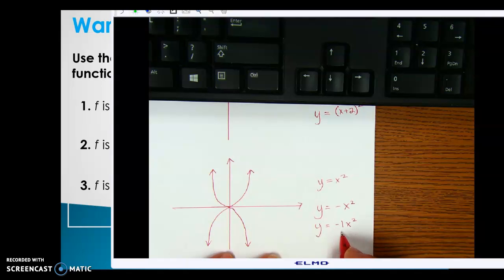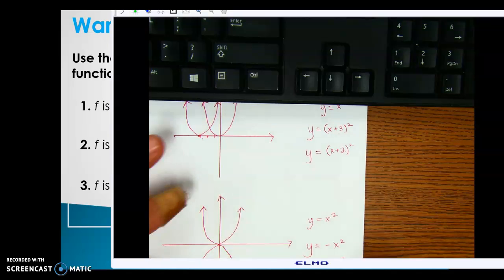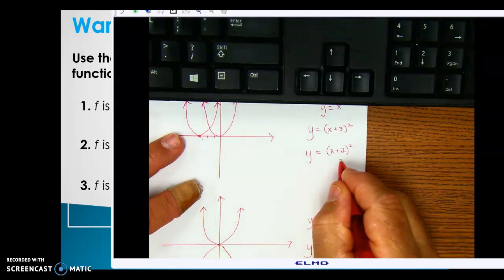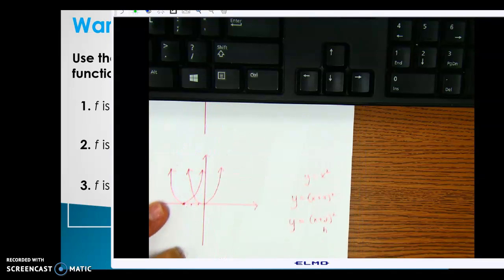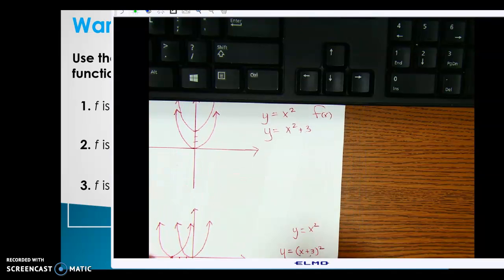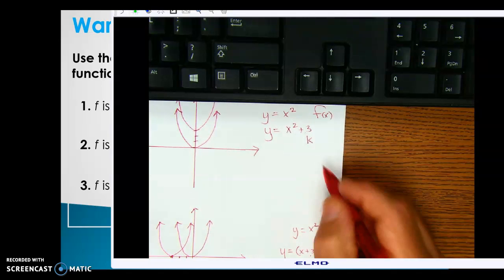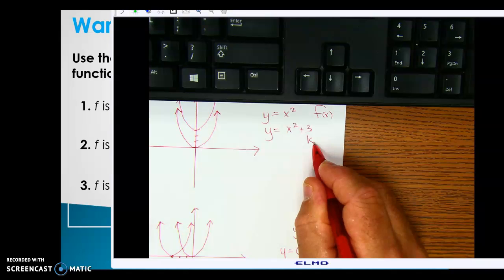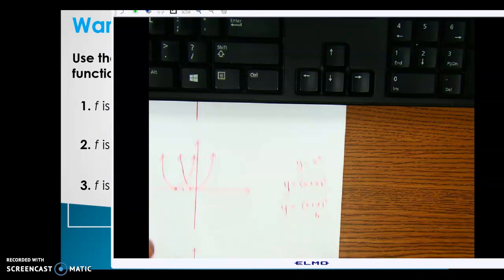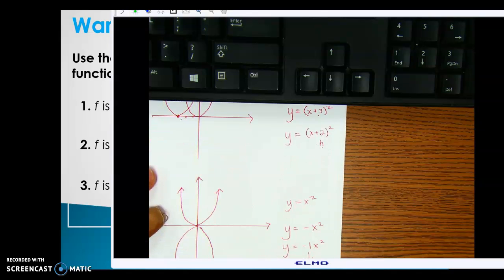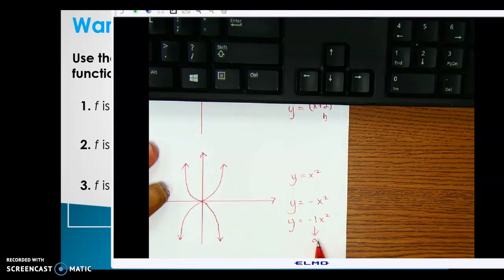Guys, this number in a formula is going to be called A. This number in a formula is going to be called H. That 2 right there. And this number in the formula is going to be called K. So just remember that. K moves the graph up or down. H moves the graph left or right, opposite of the sign. And A reflects it over the x-axis.